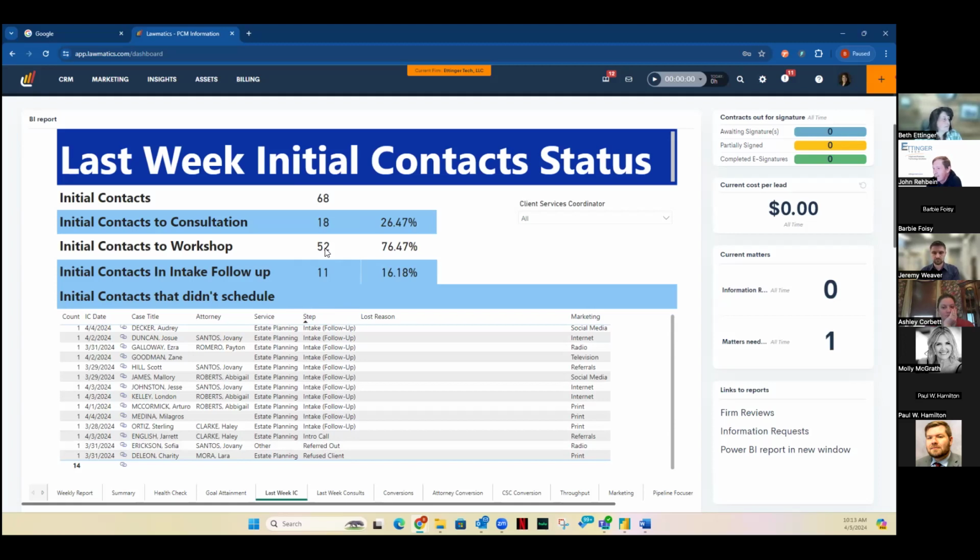All right. And how many went directly to consult? 18 of those for 26%. Okay. And that's fine. The workshop will always be higher. So we're looking okay there. Obviously, let's set a goal next week to get that to 78% and 28%. We can definitely do that. All right. And then let's look at the workshop real quick.